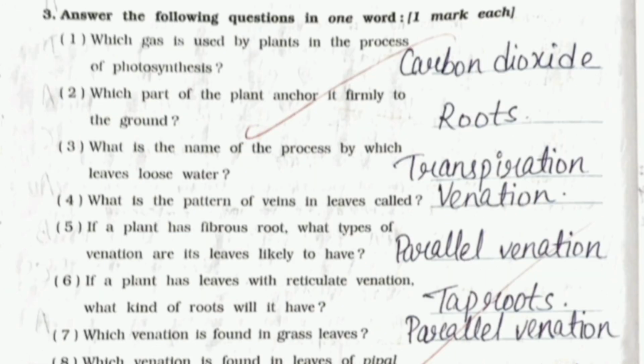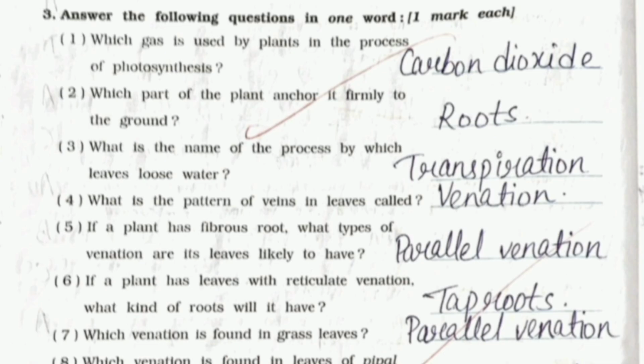Now question number 3, that is answer the following questions in one word. First one is which gas is used by plants in the process of photosynthesis? So it is carbon dioxide. Second, which part of the plant anchors it firmly to the ground? It is roots. Third one, what is the name of the process by which leaves lose water?